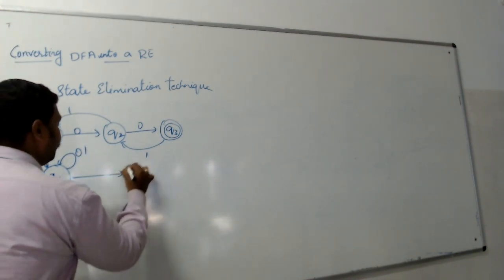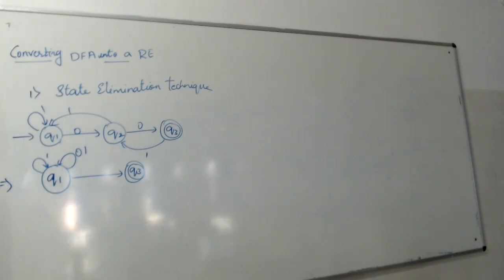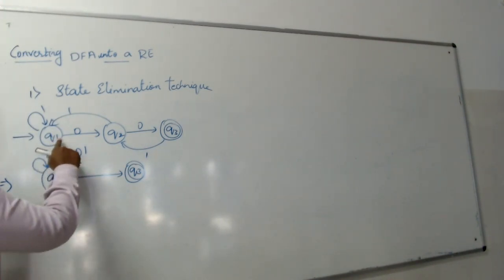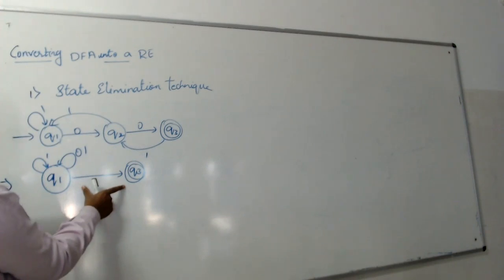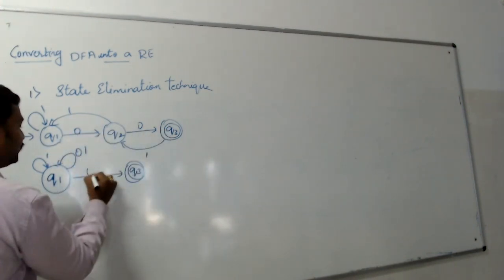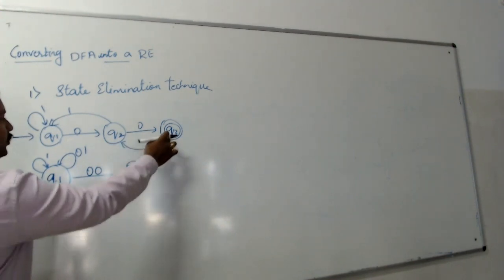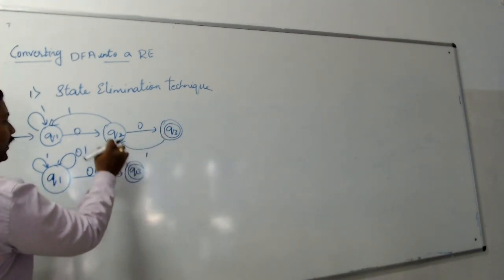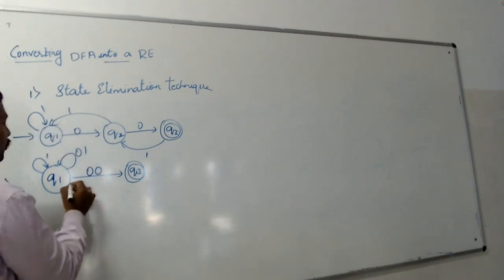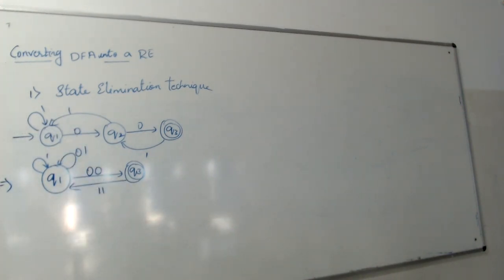Now to Q3. Okay, but again see here there is a problem. Q3 cannot be reached directly from Q1. To reach Q3 from Q1 it is 0 0, right? 0 0. This also gets changed here, right? So next, from Q3 to Q2 there is 1, and again from Q2 to Q1 there is 1. So here it becomes 1 1. Getting my point? Yes?